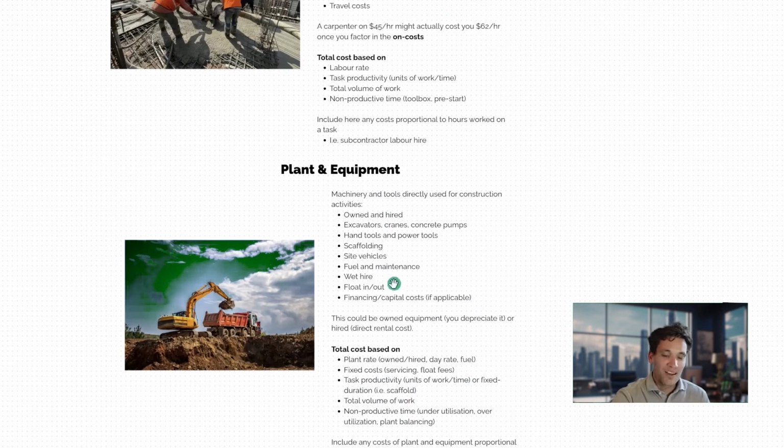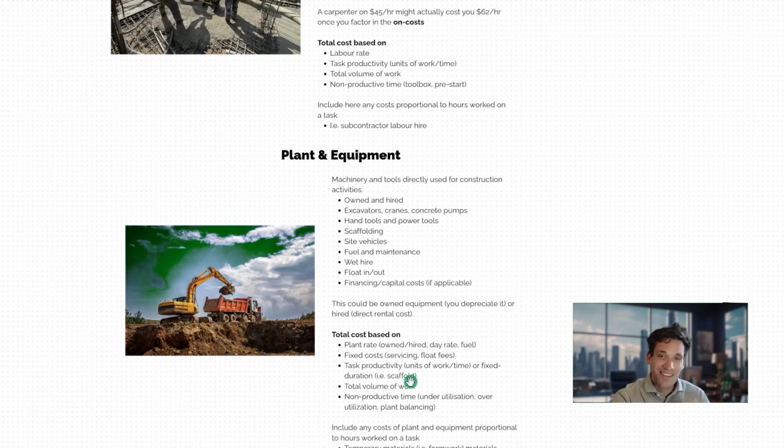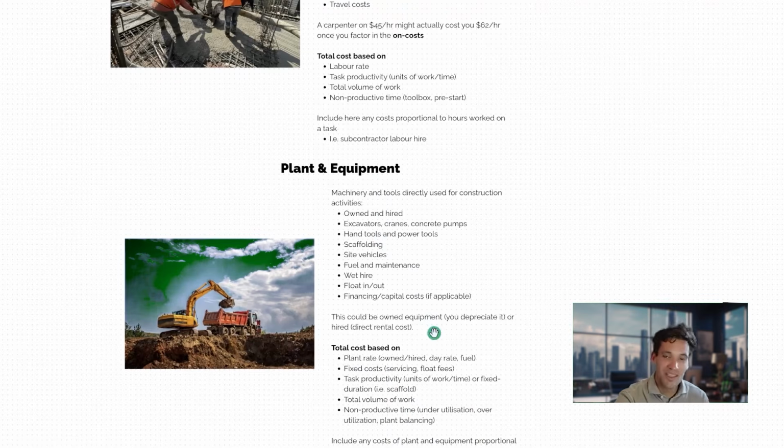So under plant, I would include any costs that are driven by the duration of the task or the duration of the project. For example, I wouldn't include temporary works materials as plant and equipment. I would include those as a material cost because it's a one-off upfront purchase, but I do know some people like to include these things as plant and equipment.